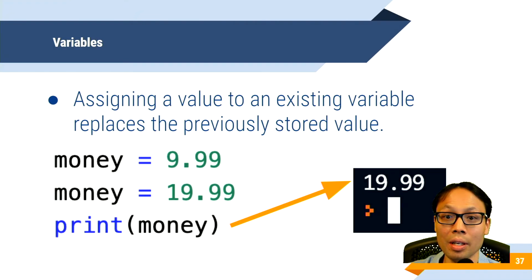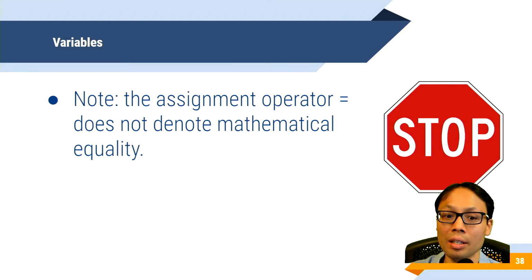Another thing I want to note, as I mentioned before, is that the value of a variable can change over its lifetime. For example, if you were to say money equals 9.99, and then you were to say money equals 19.99, and print it out, you would print out the value that it had last. In this case, it would be 19.99. Again, note the assignment operator is the equal sign, and it's not the same as mathematical equality.